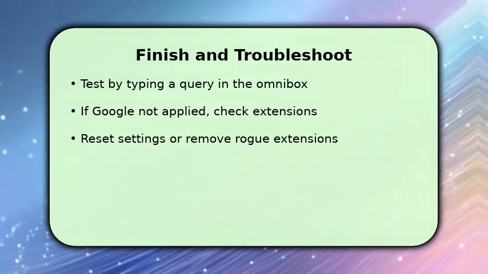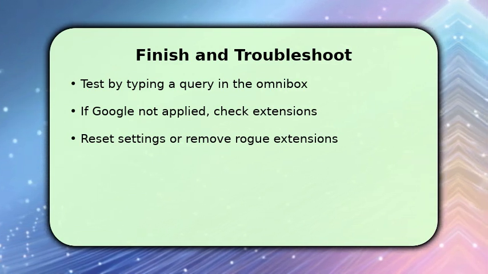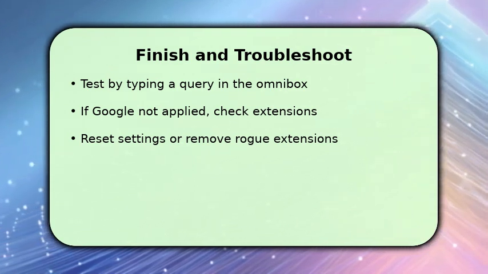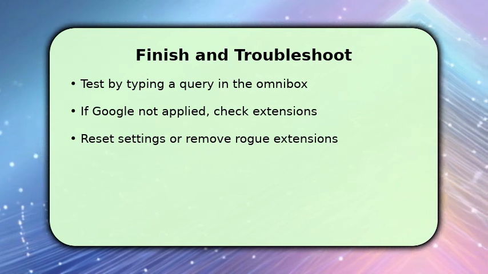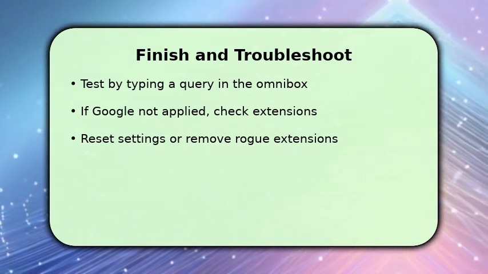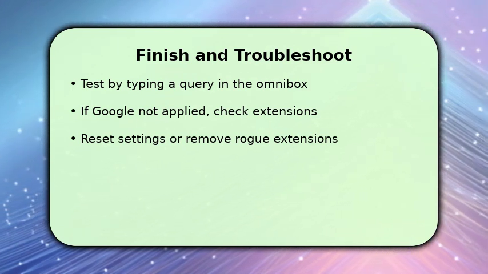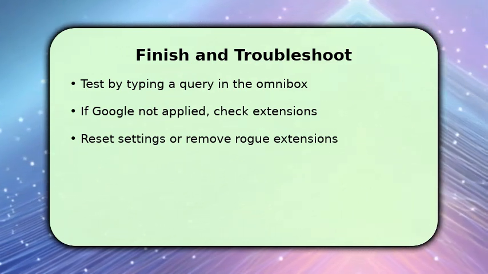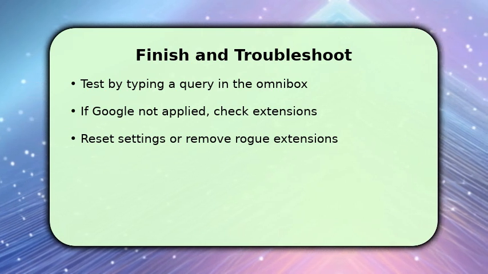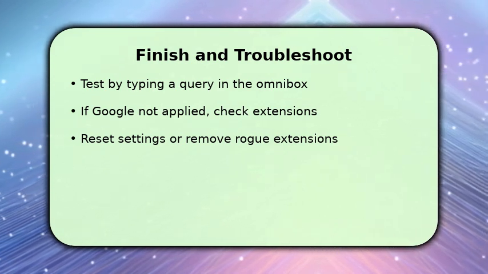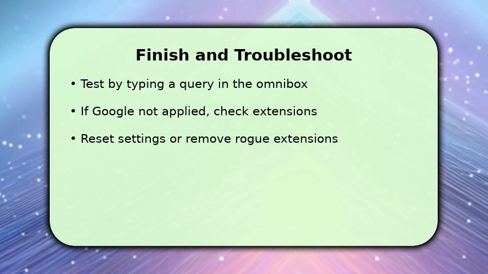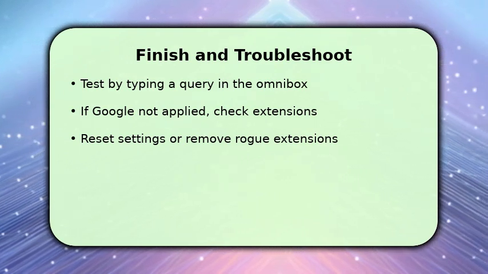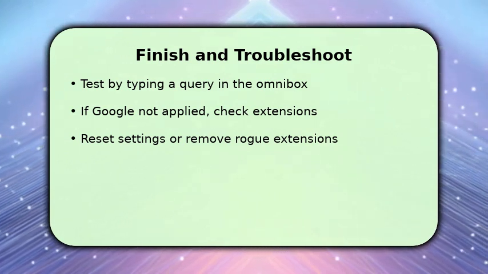If the change didn't stick, disable or remove search-related extensions because some override defaults. Check extensions from the menu. If problems persist, reset Chrome settings to default to clear persistent overrides, then repeat the selection process. One key troubleshooting tip: ensure Chrome is updated and synced correctly. Outdated versions or sync conflicts can prevent the default from saving.